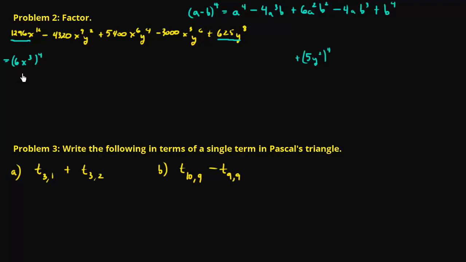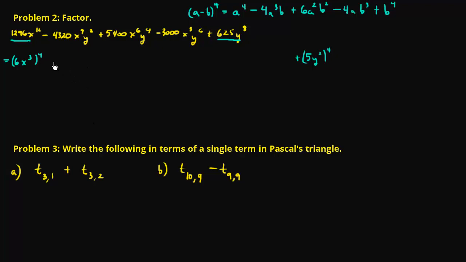So since the first term and the last term are perfect powers of 4, it might mean that this can be written as a binomial to the power of 4. Now what we need to do is check all of these middle terms to see if it can be written in this form. I've got the first term and the last term written in this form, but I need to make sure that the middle terms all match, kind of like when I'm factoring perfect square trinomials.